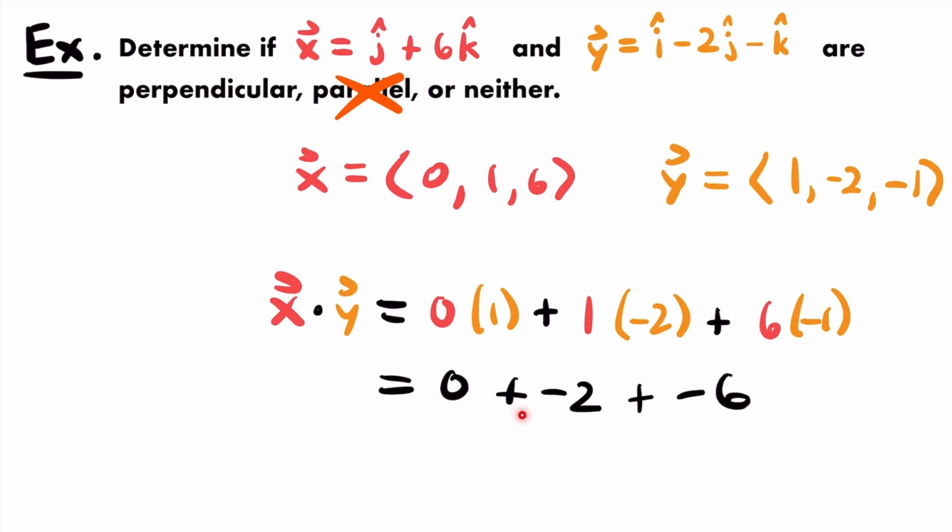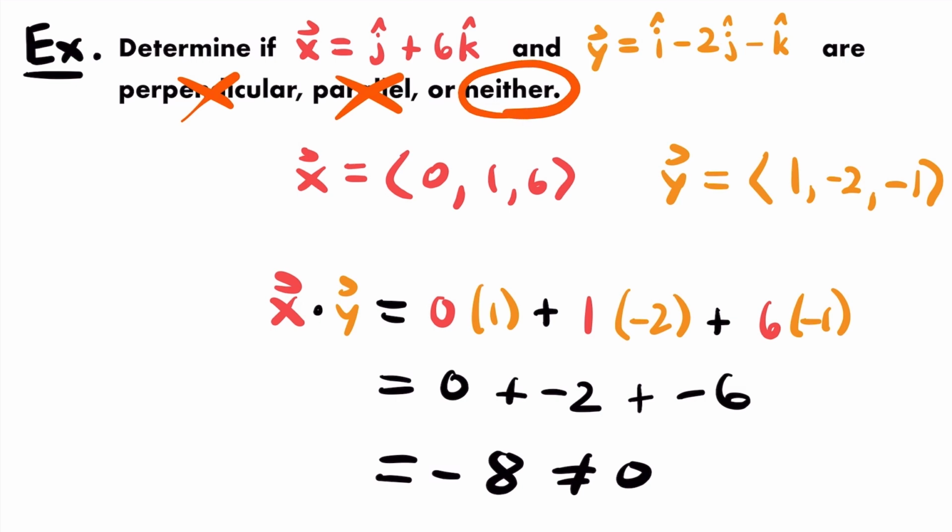And so we have 0 plus -2 plus -6, which is equal to -8, and that is definitely not equal to 0, and so we cannot conclude that these two vectors are perpendicular. They're not going to make a 90-degree angle with each other. They're going to have some other angle between them that's not a right angle, and so perpendicular is out of the question here. These two vectors are just simply not perpendicular and not parallel. They are going to be neither.